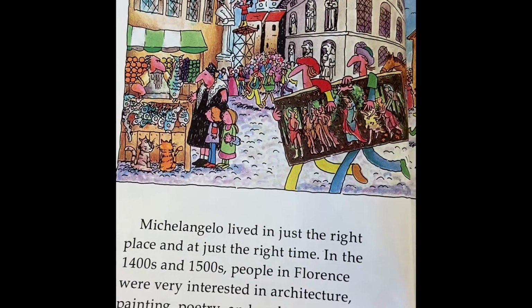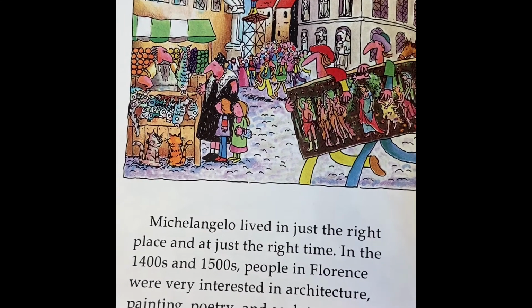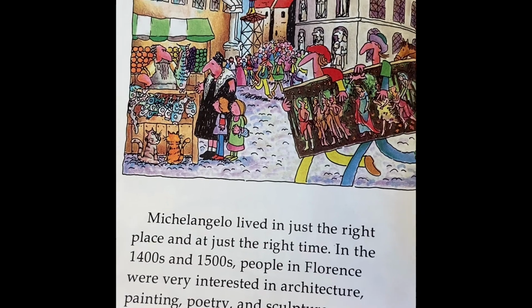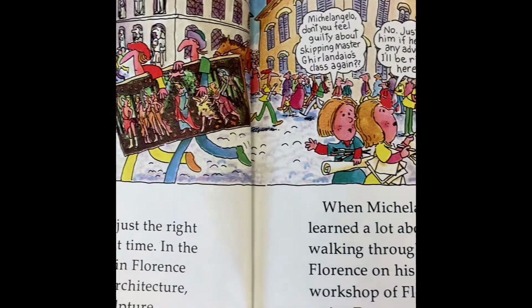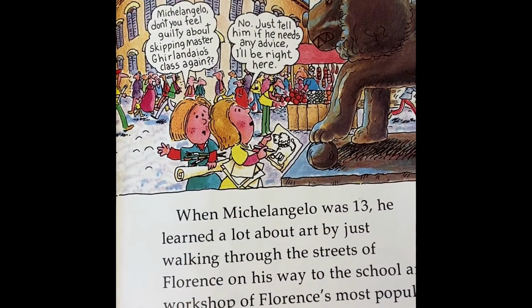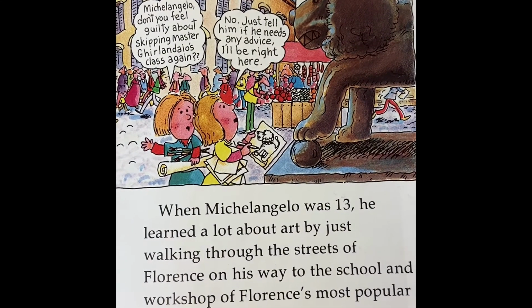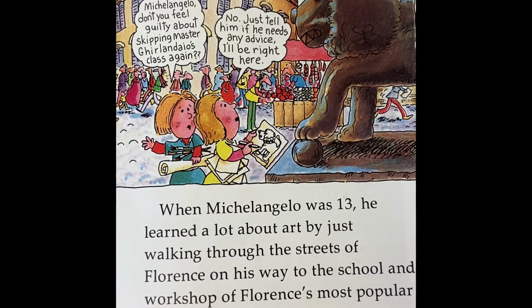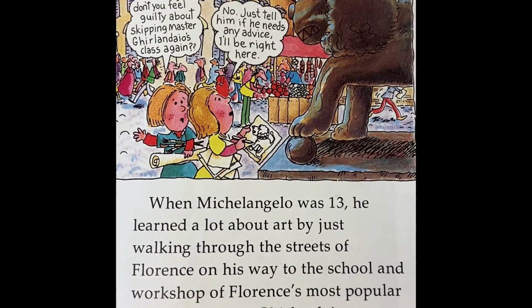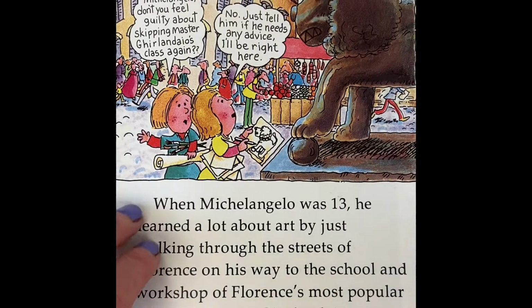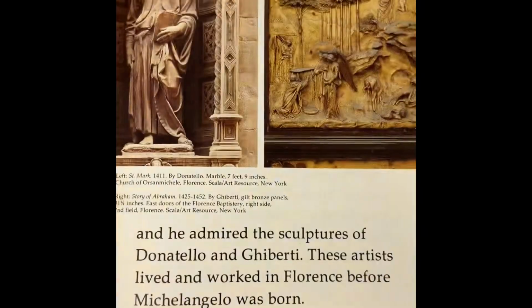Michelangelo lived in just the right place and at just the right time in the 1400s and 1500s. People in Florence were very interested in architecture, painting, poetry, and sculpture. When Michelangelo was 13, he learned a lot about art just by walking through the streets of Florence on his way to the school and workshop of Florence's most popular artist, Domenico Ghirlandaio.